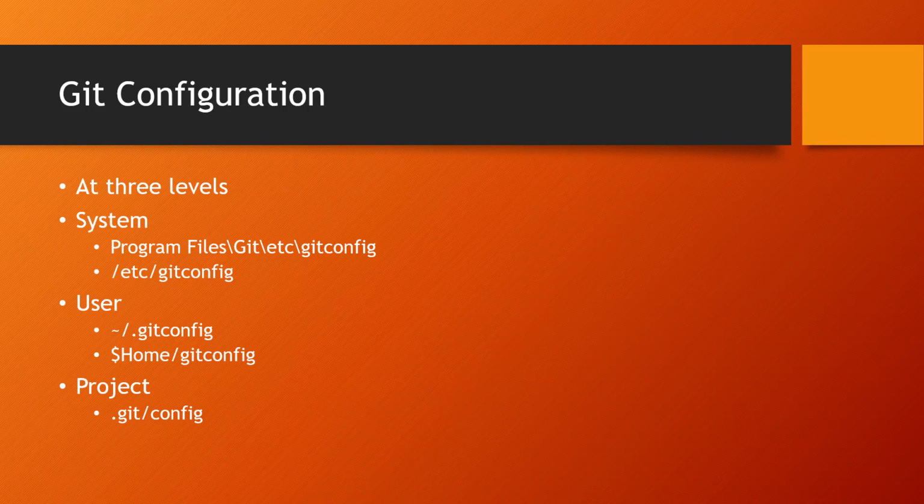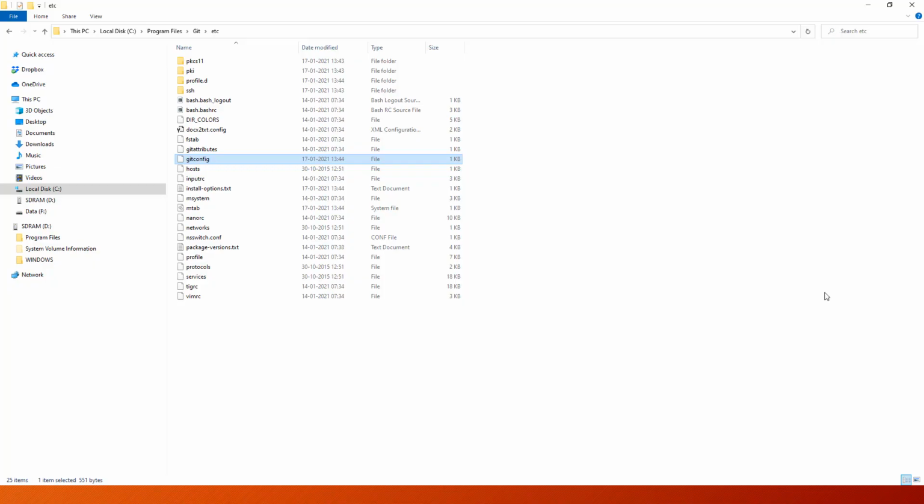So at system level, it stores the configuration file inside Program Files if you have installed 64-bit on your Windows operating system. And then inside that, you'll find a directory called Git and then another directory called etc. Inside that, you'll have the git config file. Let me show you that as well. There you go. This is the file that we are talking about.